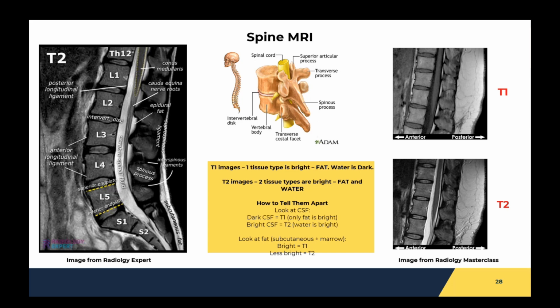So on T1, only one tissue appears bright, and that is fat. However, on T2, both tissues appear bright, both fat and water. So a key way to tell the difference between T1 and T2 is to have a look at the CSF. On a T2 weighted image, the CSF will appear bright. However, on a T1 weighted image, the CSF, which is here, is going to appear dark. So that's a key way to be able to tell the difference.